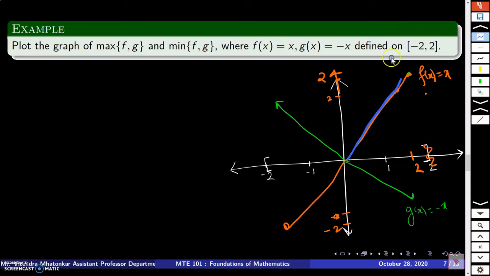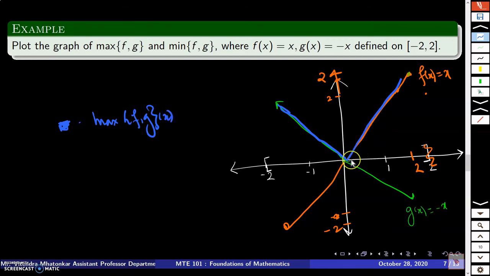So if you compare these values which I've marked in blue and these values down here, you can easily see that the blue ones are bigger. And once you cross 0, the maximums are here because they are above the x-axis. So whatever I've marked in blue now, that is the maximum of the functions f and g. That is the graph of this function.